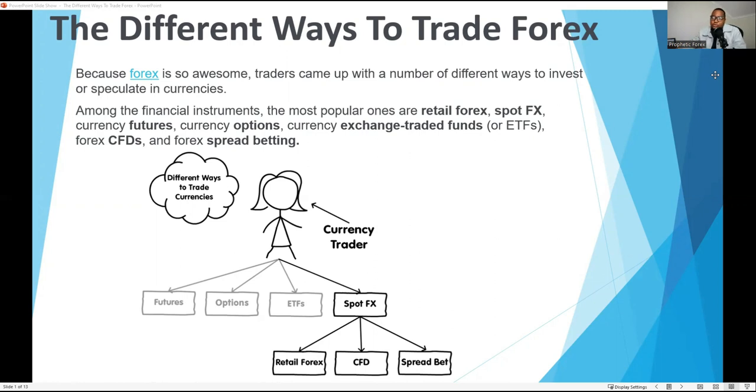And of course, it also shows us here on this diagram that we have different ways to trade currencies: futures, options, ETFs, and the spot FX, which is you and I, where we belong. We are under everything that's under the Forex: retail Forex, CFDs, and spread bet. So now we want to go into those different ways.